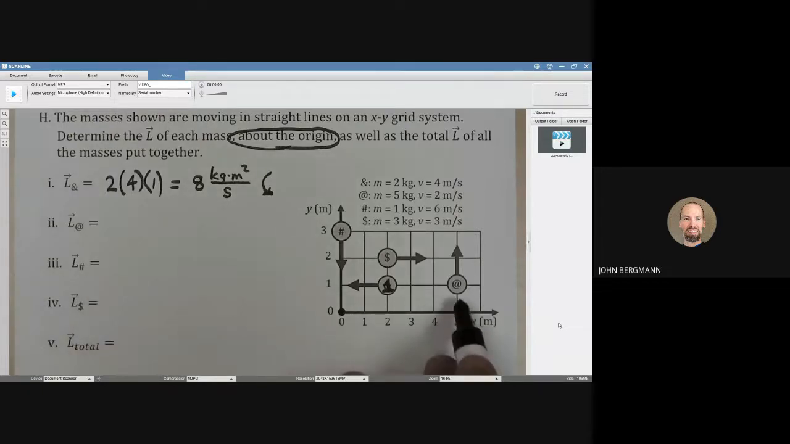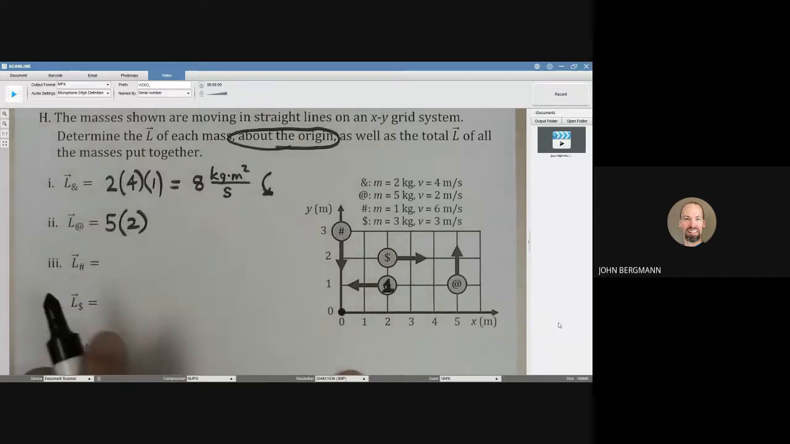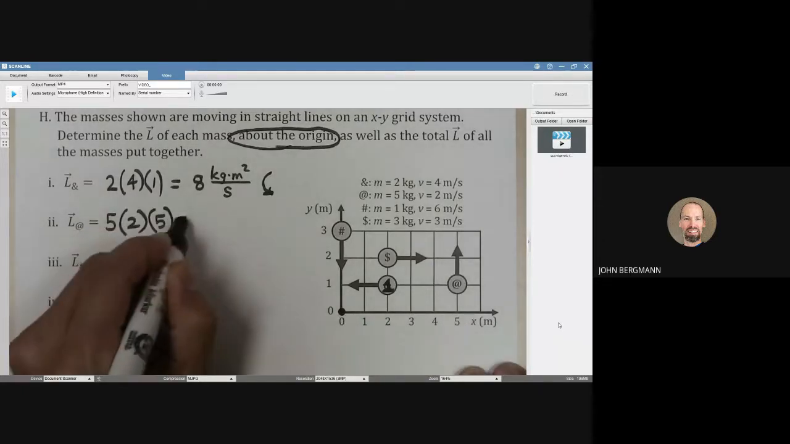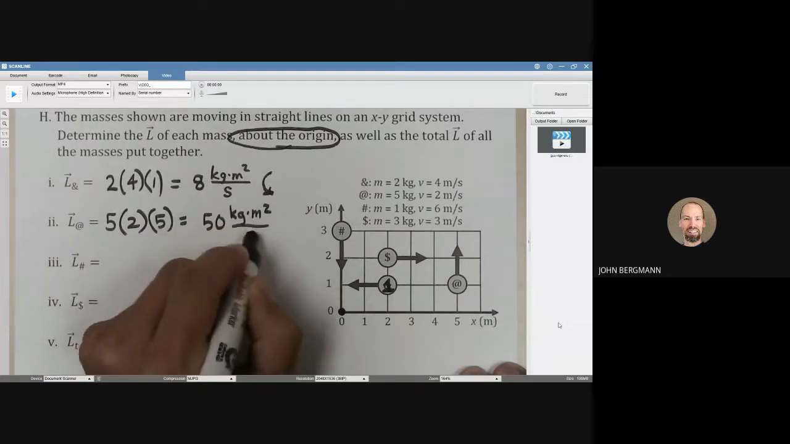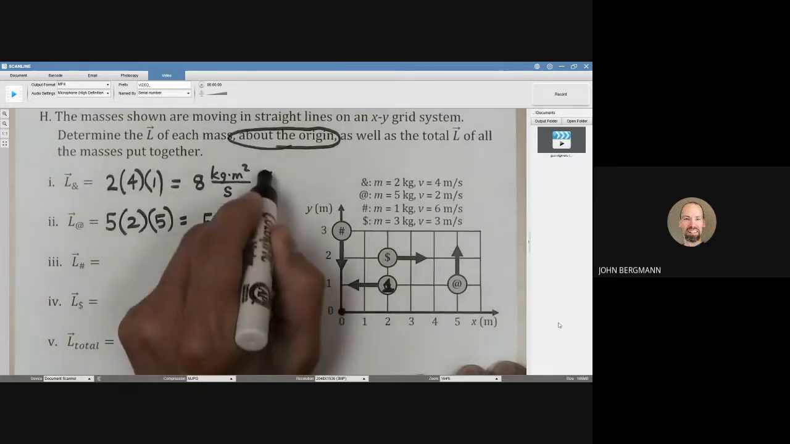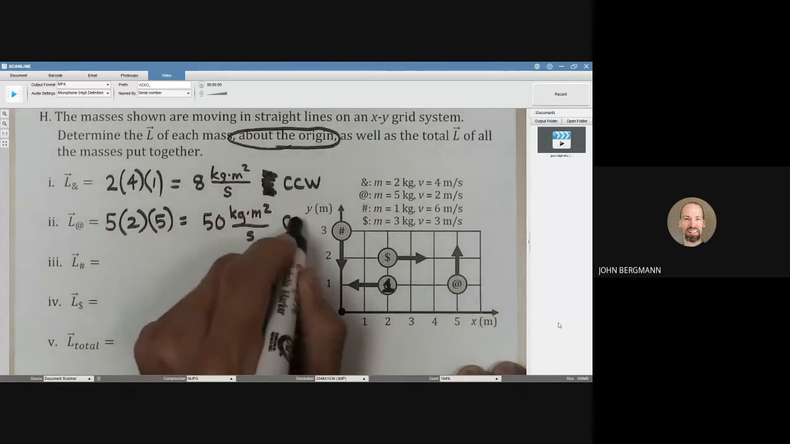The next one is over here. It has a mass of 5 and a velocity of 2. Mass of 5, velocity of 2. And what's the r value for that one? It's the perpendicular distance between that velocity vector and the point that we're interested in, 5. 50 kilogram meters squared per second. And isn't that also going to be counterclockwise? I'm going to say this is counterclockwise.